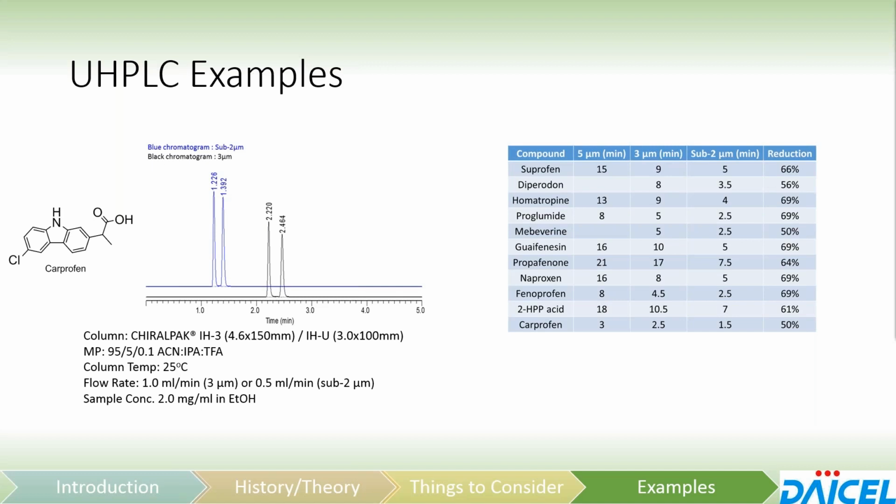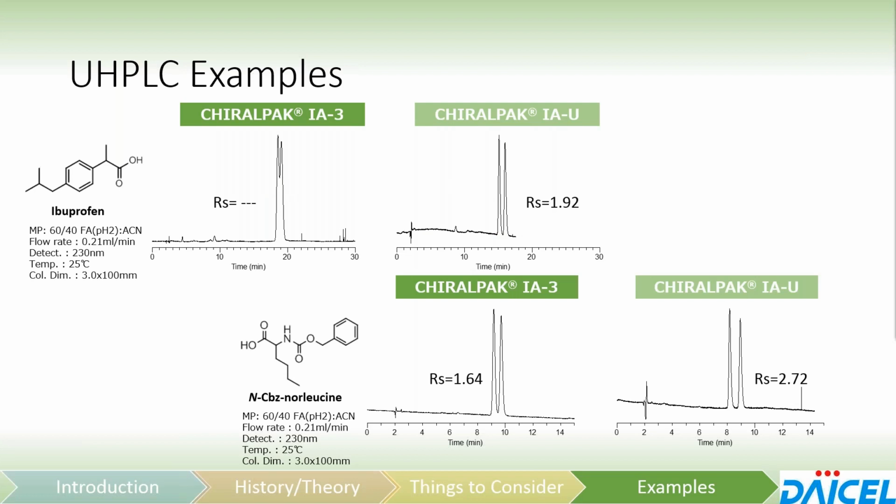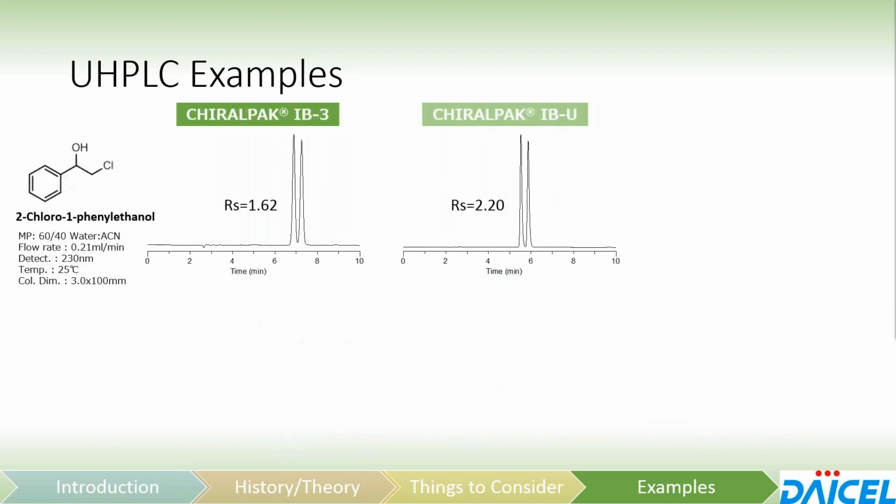So these were all normal phase methods, as I mentioned. Same holds true if we look at reverse phase. So this is ibuprofen on IA3 and IAU in a reverse phase method. So again, here's an example of no resolution going to nice baseline resolution on our sub 2 micron. And this CBZ protected amino acid, norleucine, also on IA.